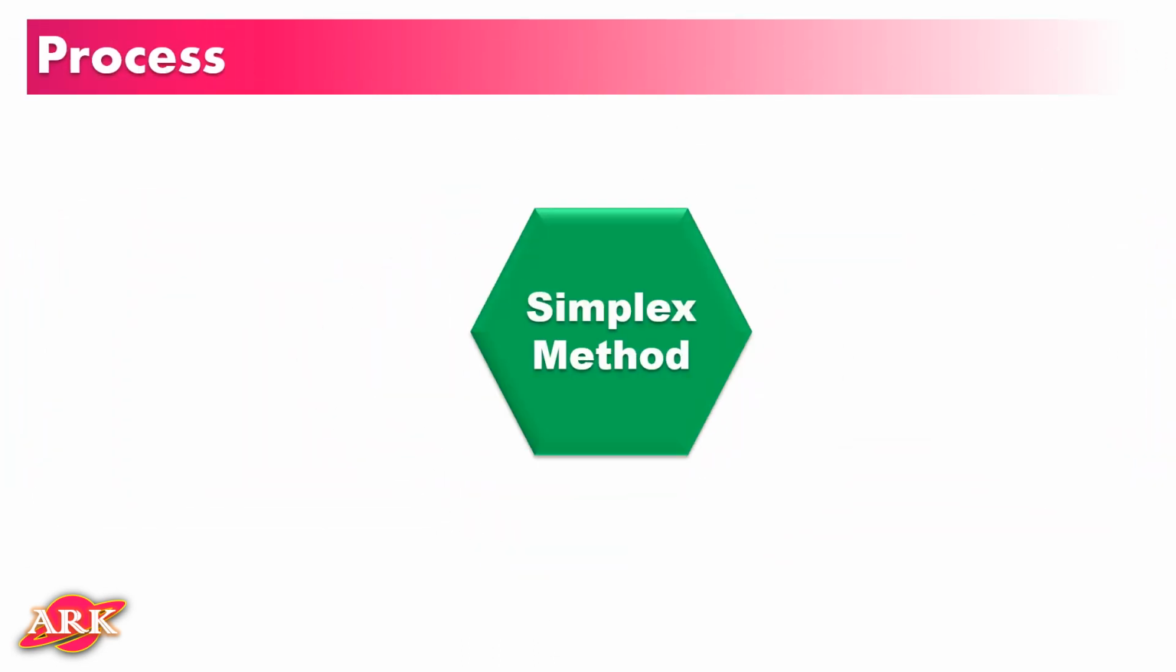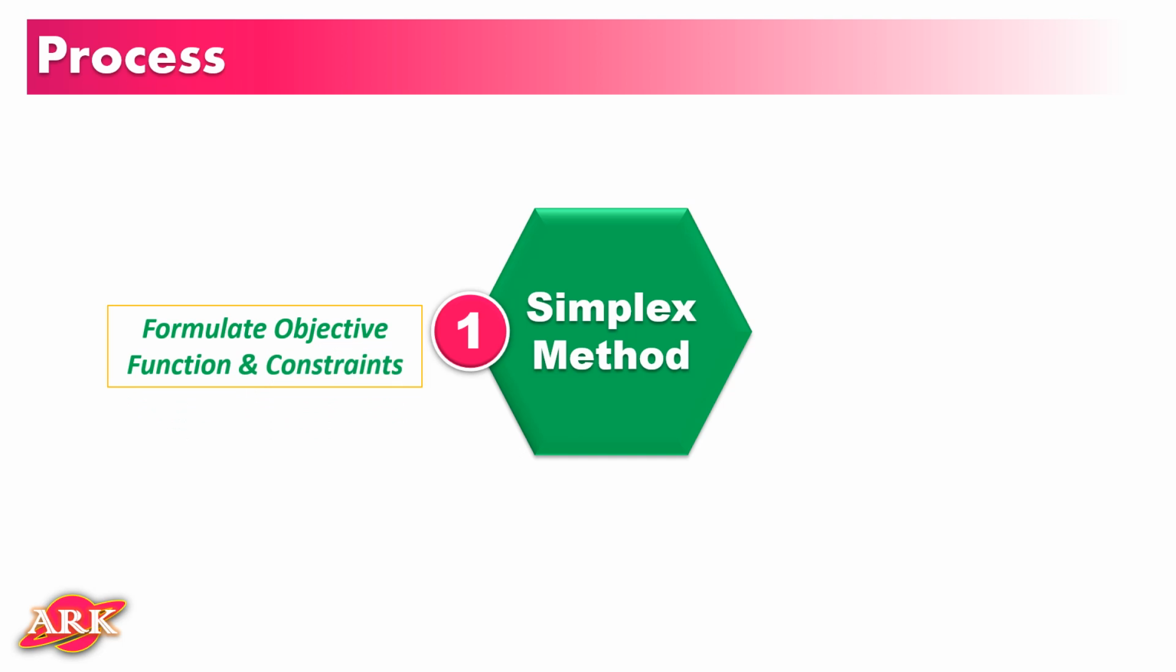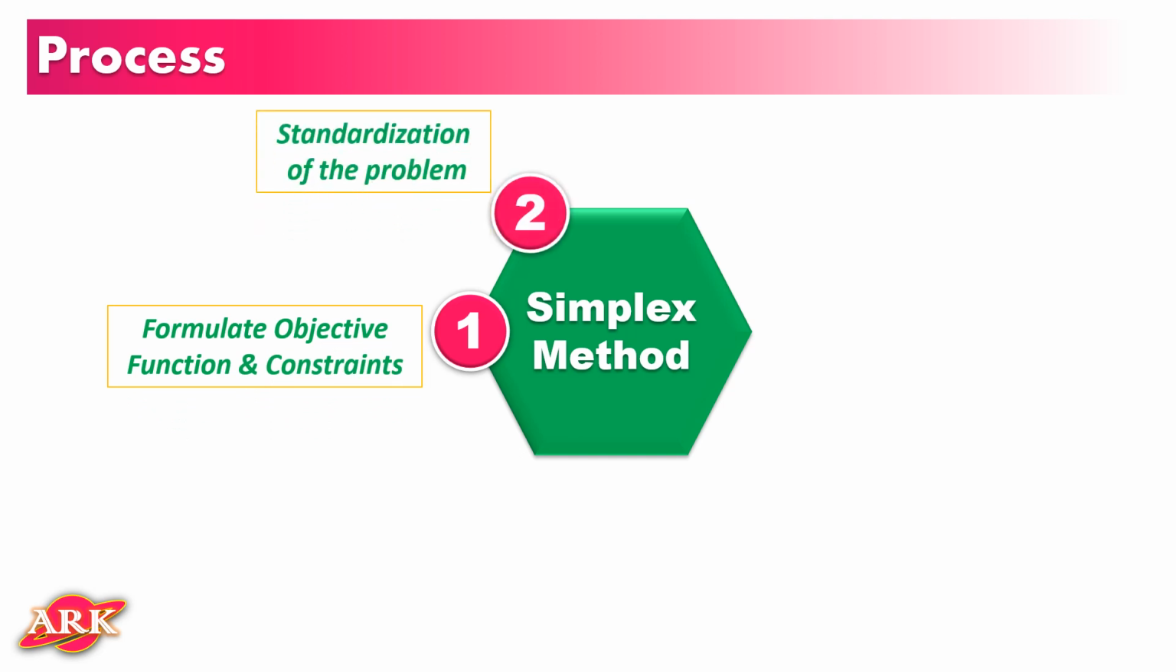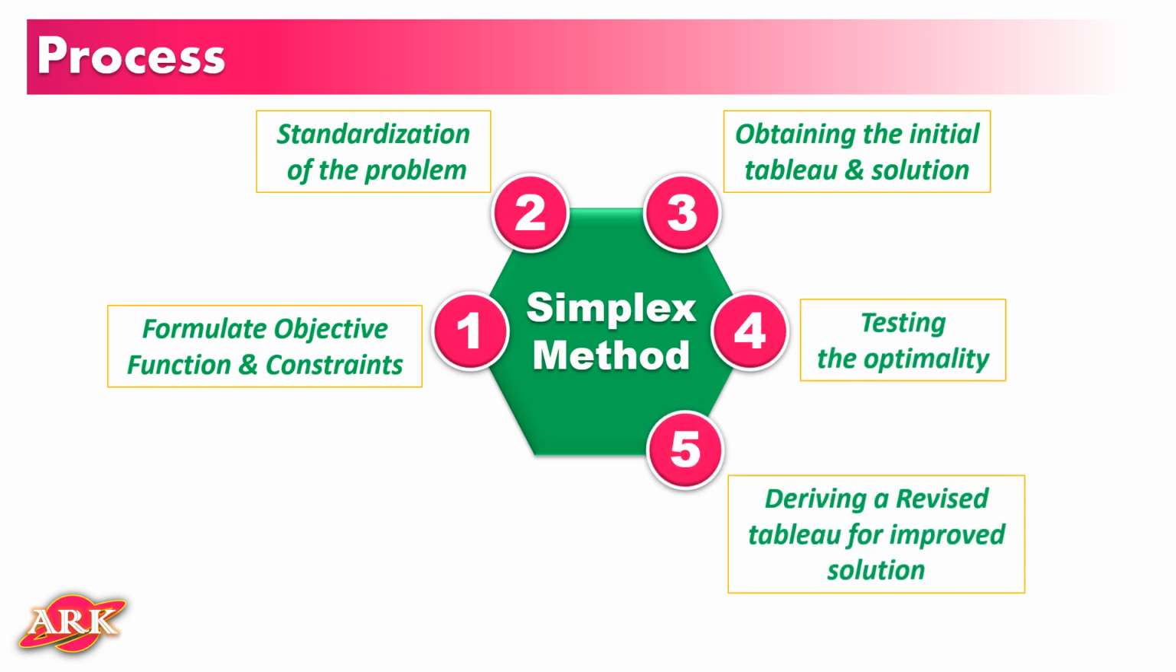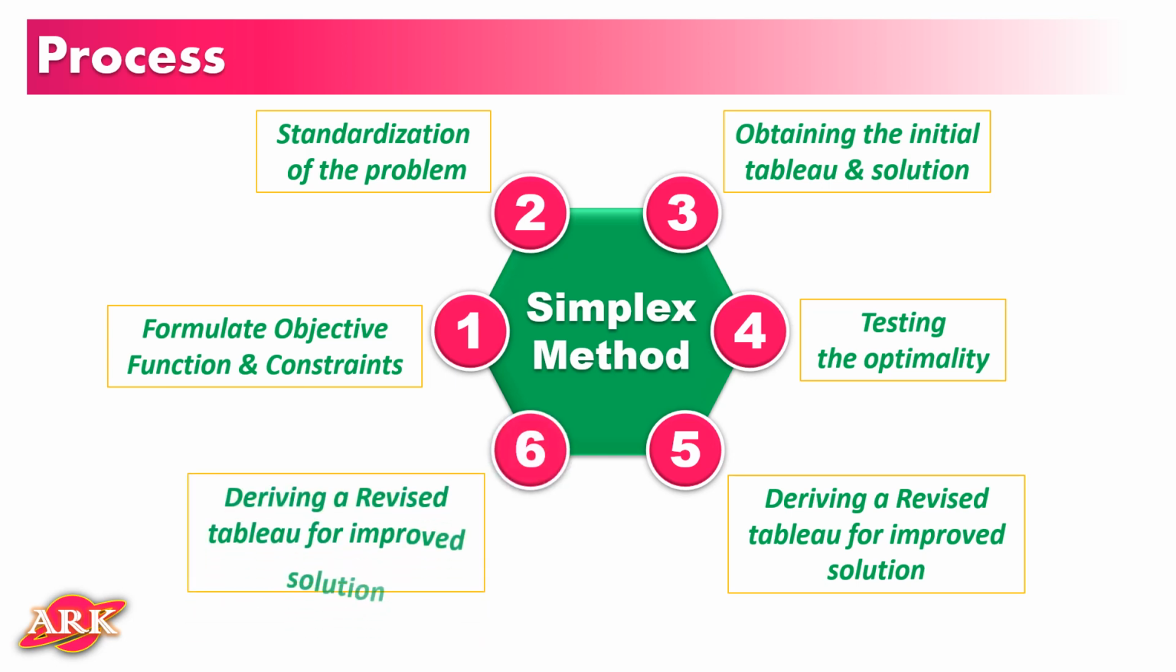Here is the process of Simplex method. The first step is formulating objective function and constraints. The second step is standardization of the problem. Third goes like this: obtaining the initial tableau and solution. And the fourth one, testing the optimality of the solution. And fifth one is deriving a revised tableau for improvised solution. And sixth one is deriving a revised tableau for improvised solution.